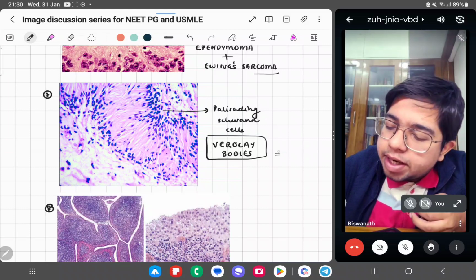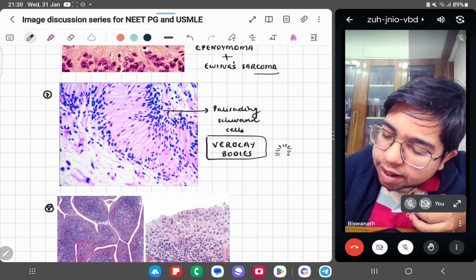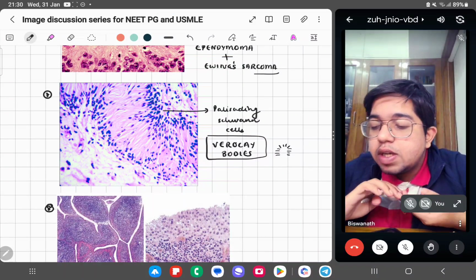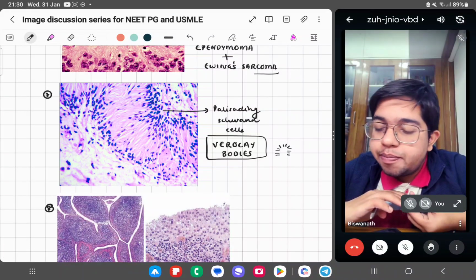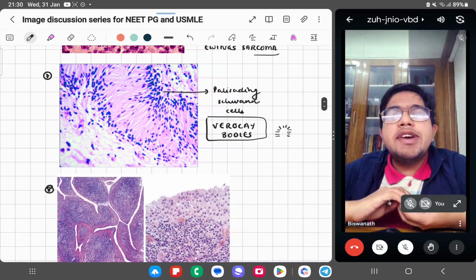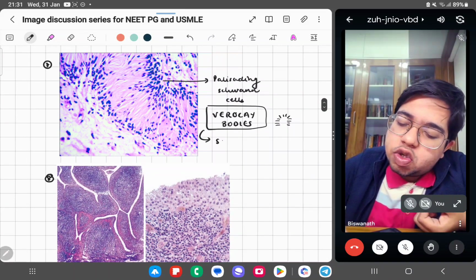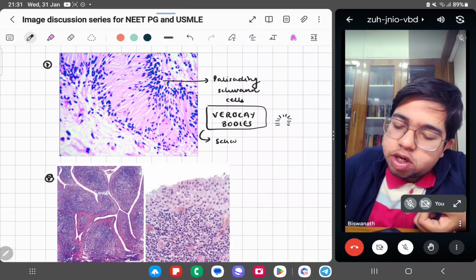Verocay bodies. We have squamous cells arranged like this. Okay. The body type of structure, incomplete though. It's called the Verocay bodies. Okay. And can you guess the disorder? Very simple. Present in a schwannoma. Schwannoma. Sorry.